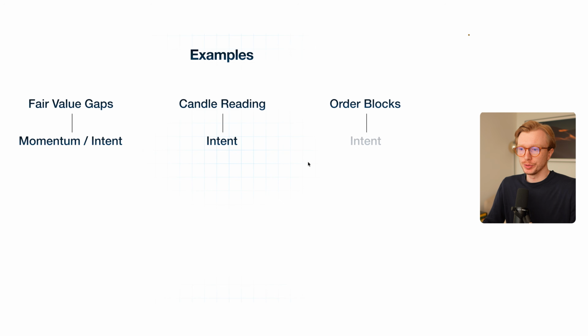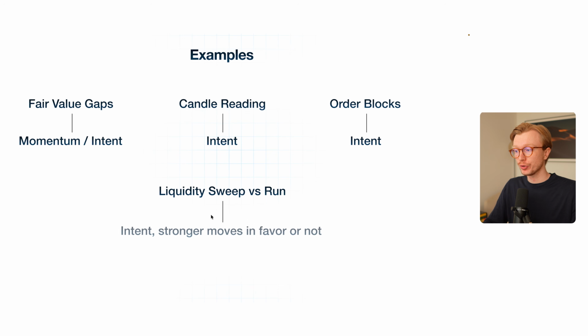Or for example, order blocks. Again, what do order blocks tell you? Well, no surprise, they also tell you the intent. Or for example, a liquidity sweep versus a run. What does that tell you? Intent, the same thing. Stronger moves in favor or not.